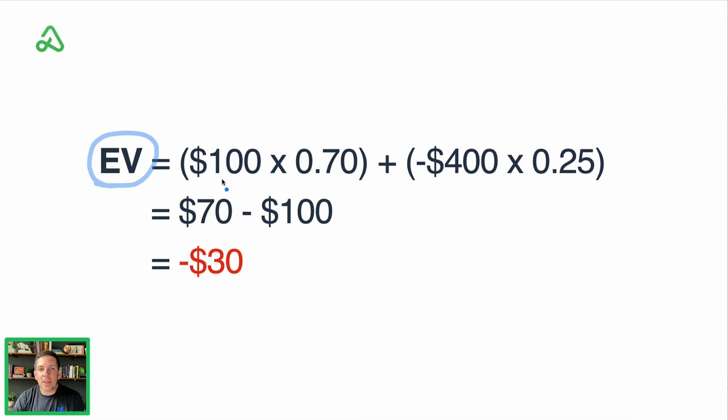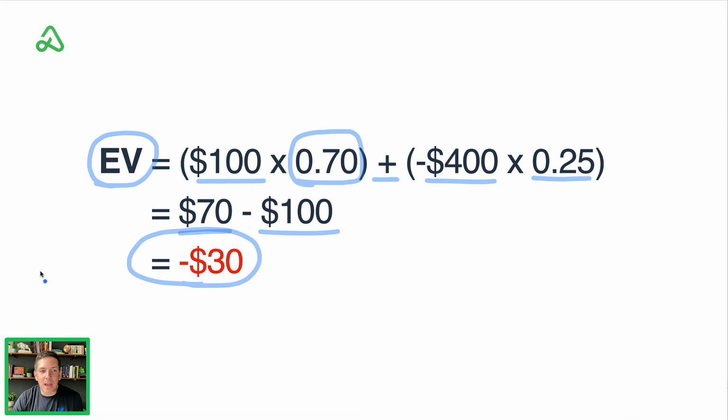So in this case, the expected value is that we're going to either make $100 with a 70% chance of it happening, so we do 70% times $100. We add that to our loss potential, which is $400, and there's a 25% chance that we lose $400. So if we break these down, we've got $70 minus $100. The actual expected value of this position, as I've built it out here with these probabilities, is negative $30. So if you were to enter this position over and over and over again, you would expect to lose $30 on this position with these probabilities.